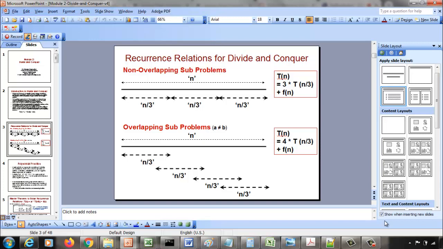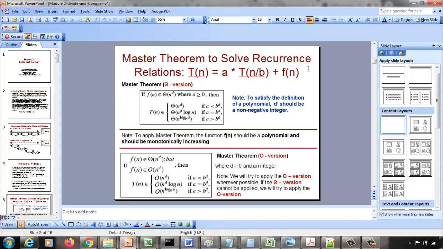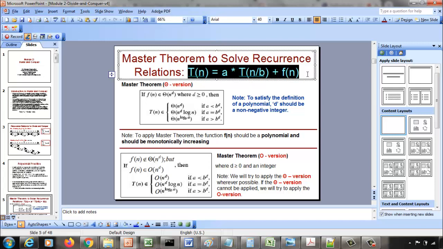Now, if I give you a recurrence relation in this format, what approach can you use to solve such recurrence relations? In the first module, we saw one approach, the substitution based approach, reducing it to a linear format, in the factorial multiplication problem. Now we are going to see another approach to solve recurrence relations, called the Master Theorem, to solve recurrence relations of this format: t of n equals a times t of n over b plus f of n. Now, in order to be able to apply this Master Theorem, this f of n should satisfy some properties.